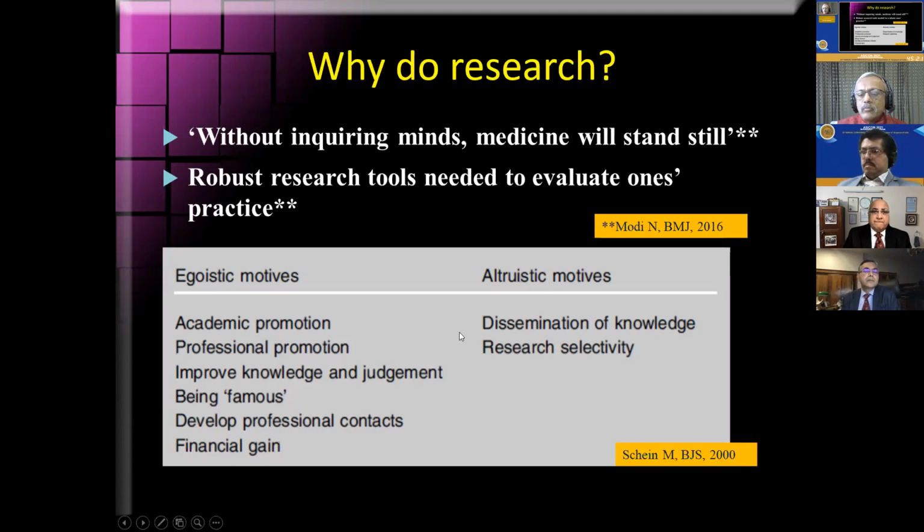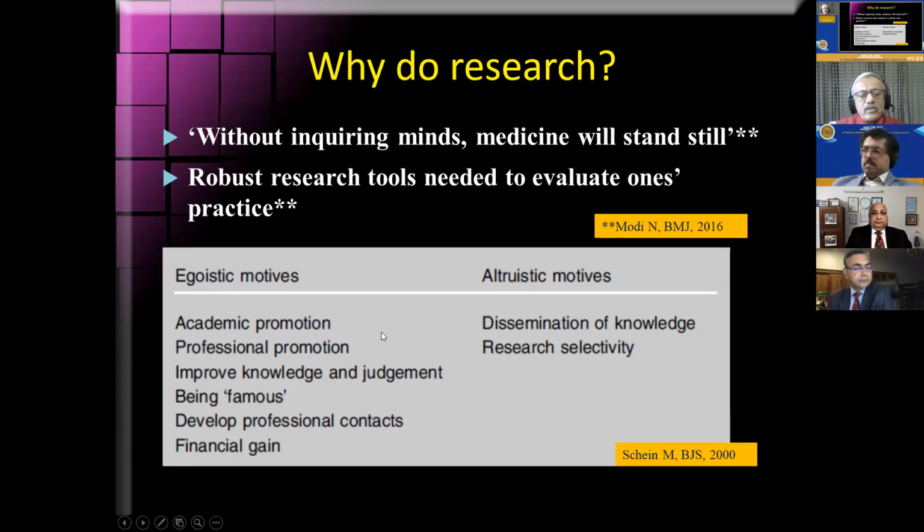The altruistic motives may or may not be in everybody. Dissemination of knowledge, a kind of focused work in a given area. These may not be everybody's cup of tea. But then you also have egoistic motives. I think we can write away this financial gain, because hardly anybody in India would have a financial gain through a research project. But it happens in the West.